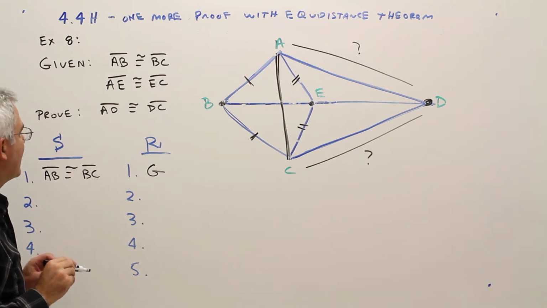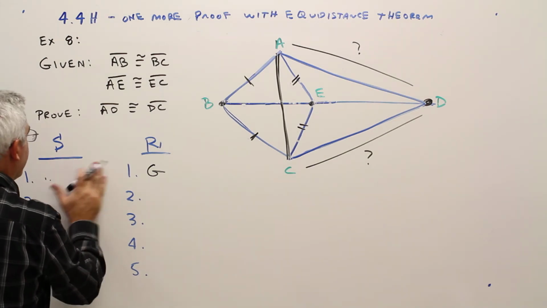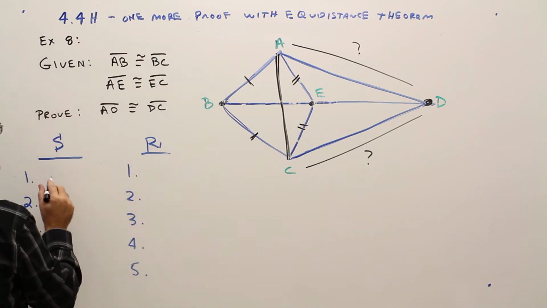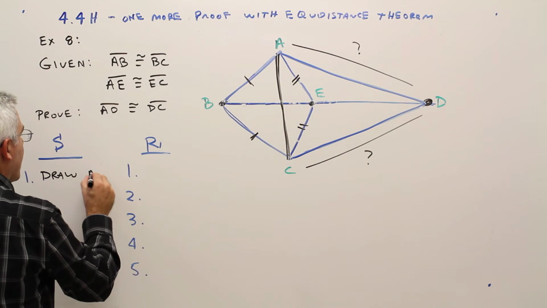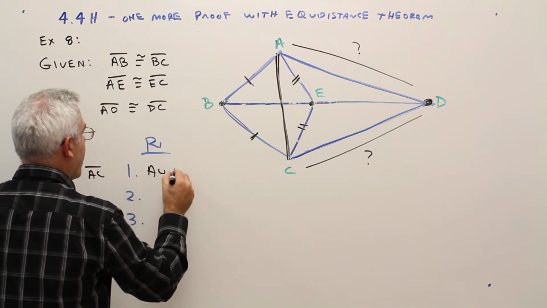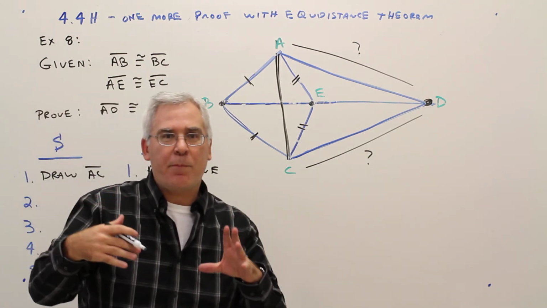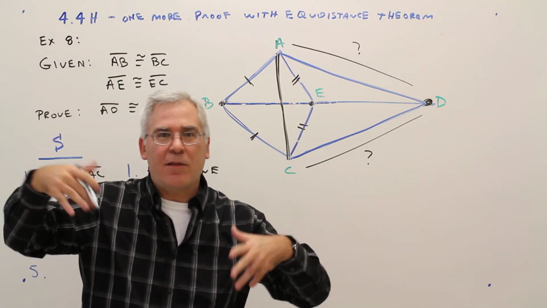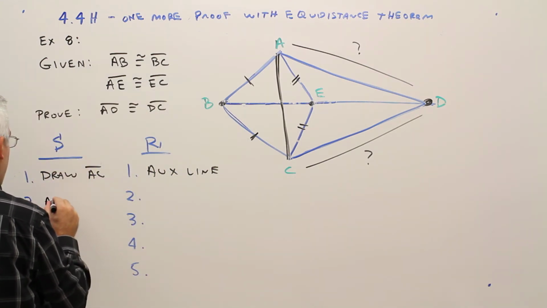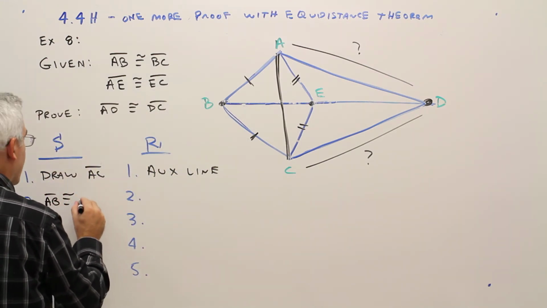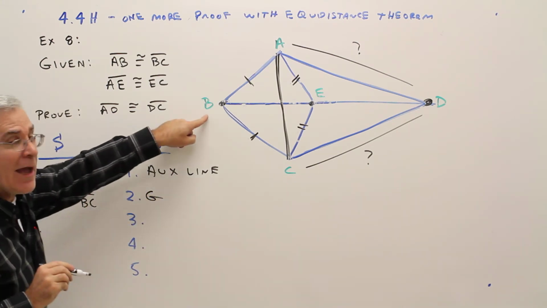I probably should have drawn in the auxiliary line first. Let me do that first. Sorry about that. I'm going to say draw AC, auxiliary line. I always like to do the auxiliary lines in step 1 just so that the reader can see what's going on. Then I'll do AB is congruent to BC, given, that was one of my equidistant points.